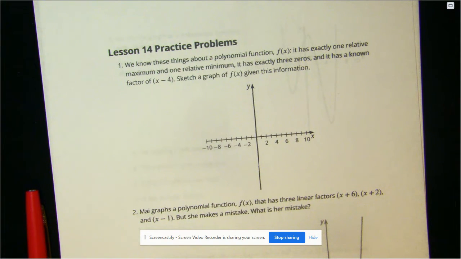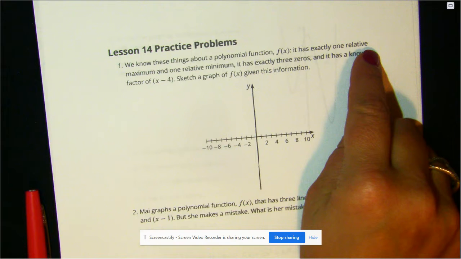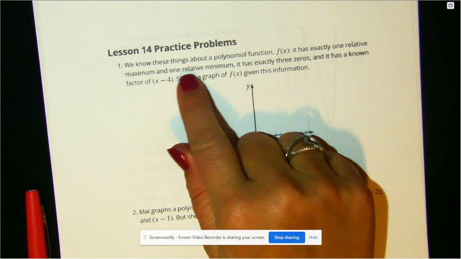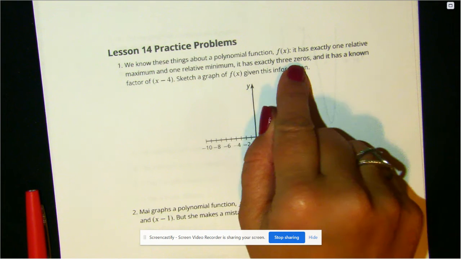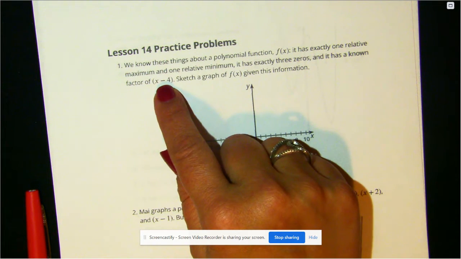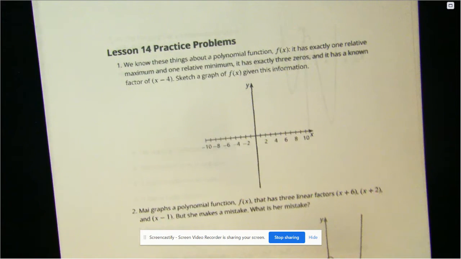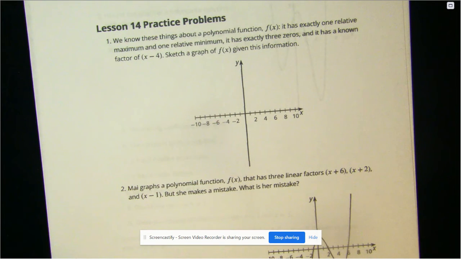Here we go. Number 1, we know these things about a polynomial function, f of x. It has exactly one relative max, it has one relative min, it has exactly 3 zeros, and it has a known factor of x minus 4. Sketch the graph. There are many possibilities for this. They're not giving us everything. They just want to see if you can, with the given information, make a picture.